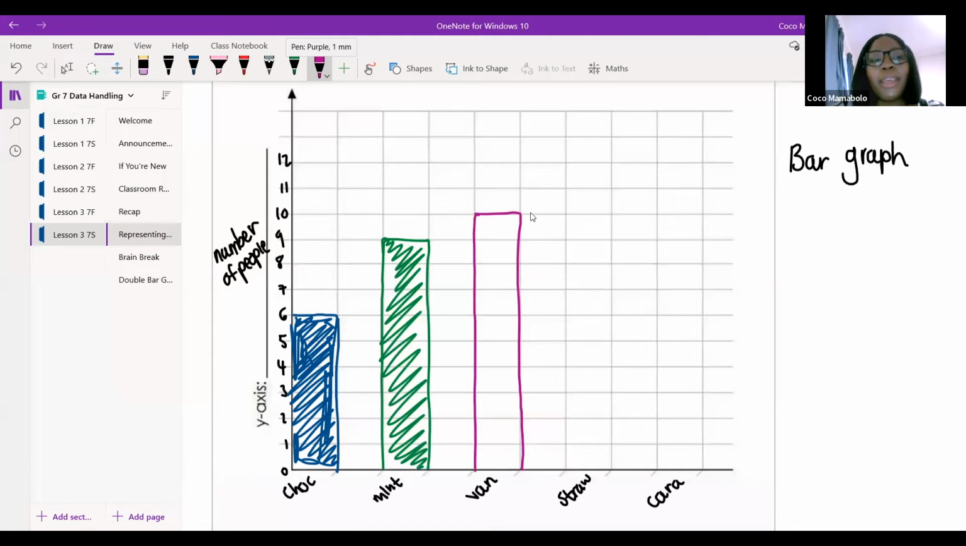Kialebora is asking me, ma'am, is a bar graph without the spaces called a histogram? Yes, it is. Okay, and that's very important. The one with spaces is a bar graph. Without spaces is a histogram.